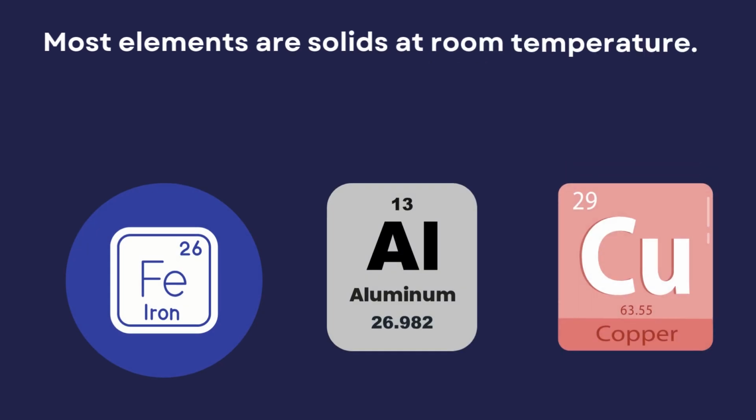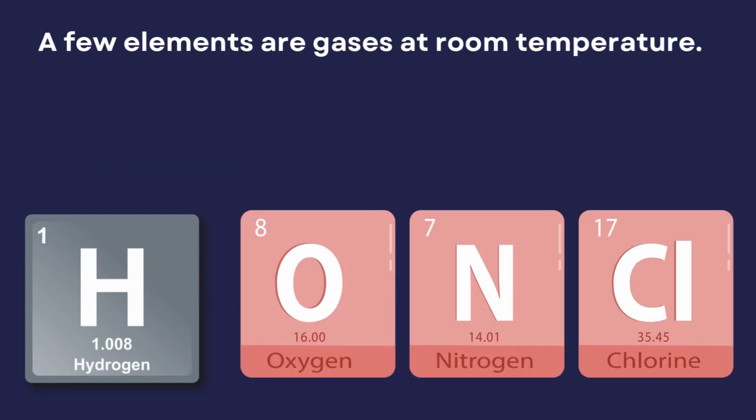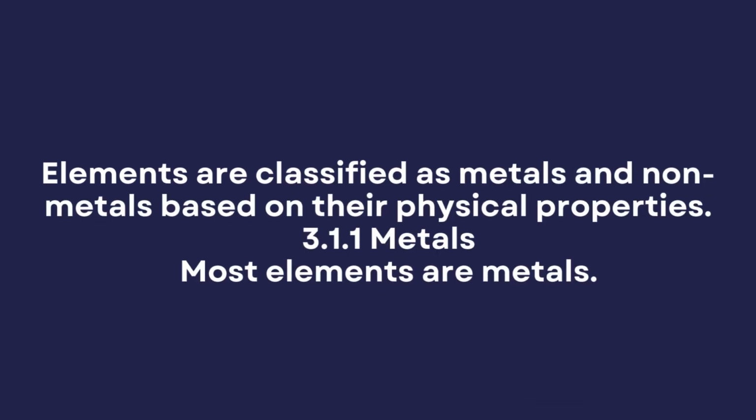Most elements are solids at room temperature. Examples: iron, aluminium, copper. Some elements are liquids at room temperature. Examples: bromine, mercury. A few elements are gases at room temperature. Examples: hydrogen, oxygen, nitrogen, chlorine. Elements are classified as metals and nonmetals based on their physical properties. 3.1.1 Metals. Most elements are metals.